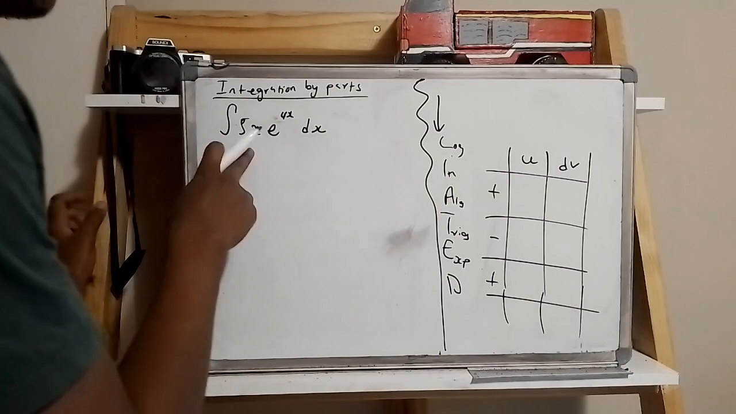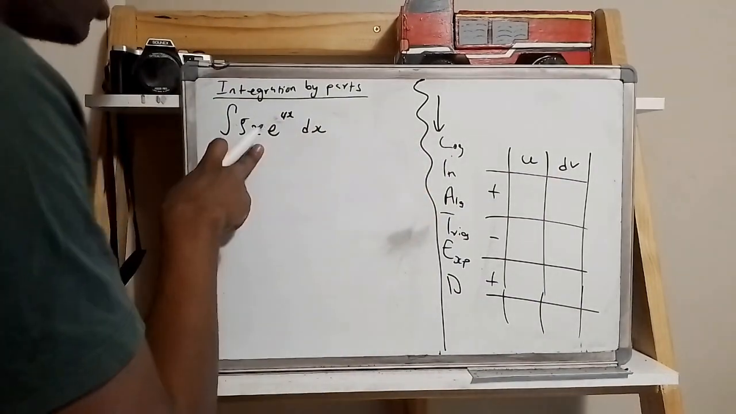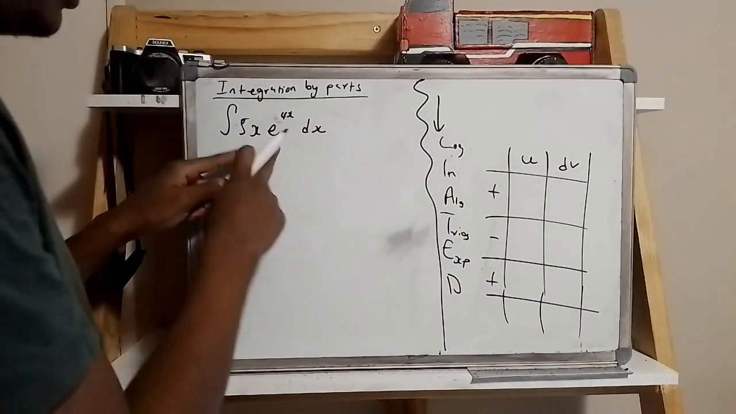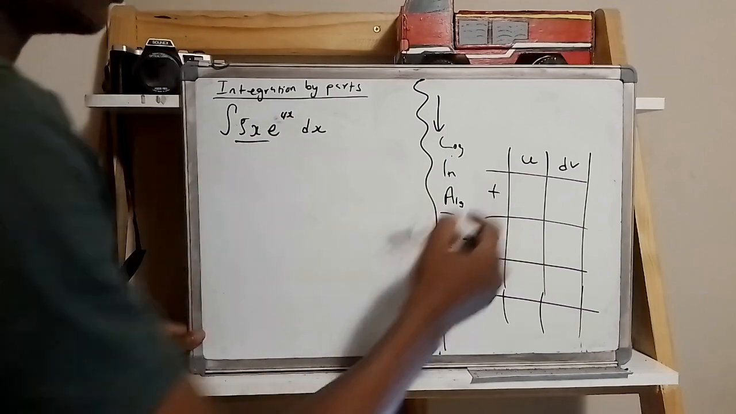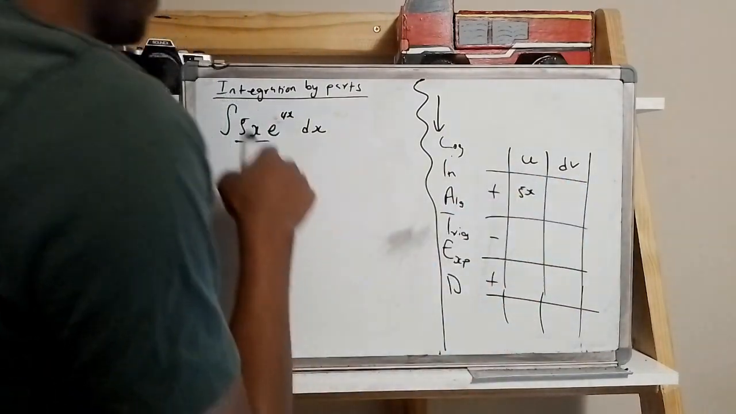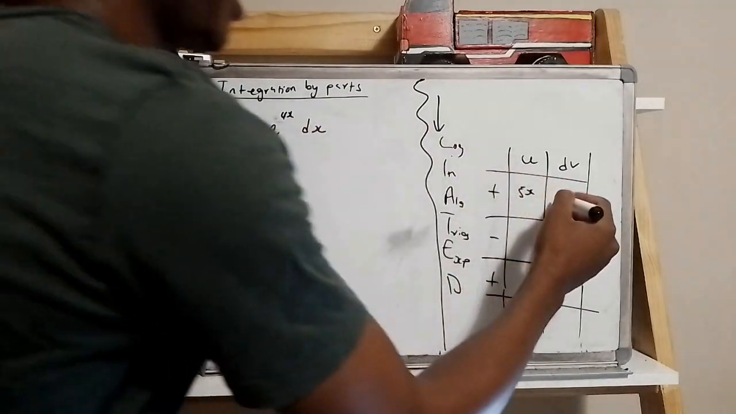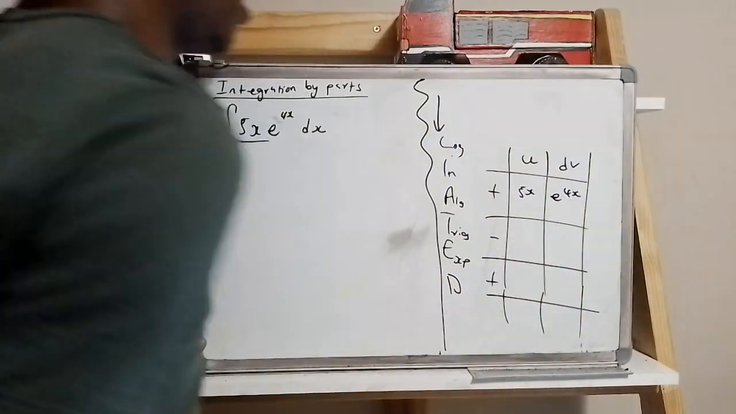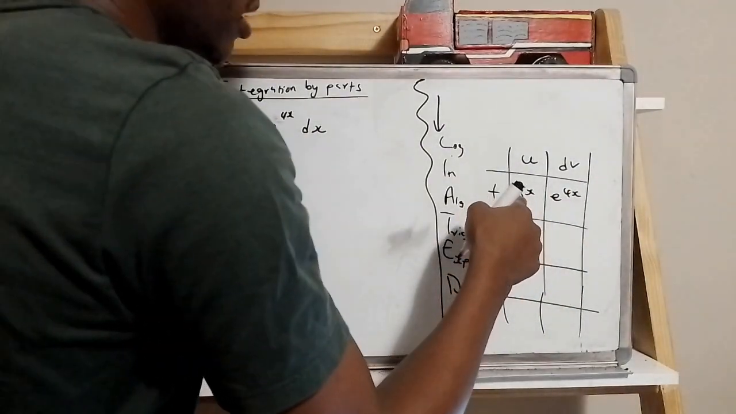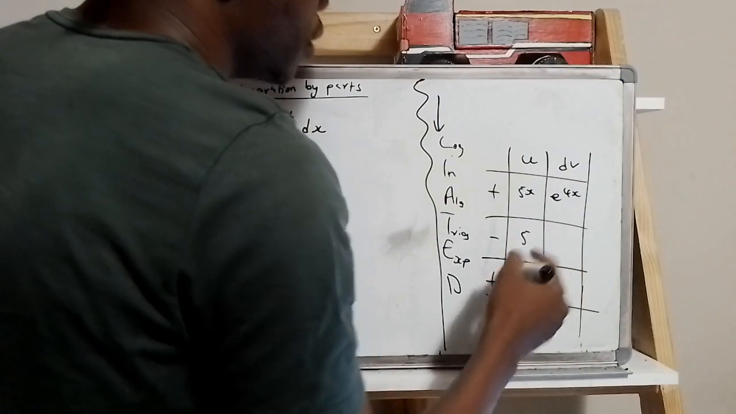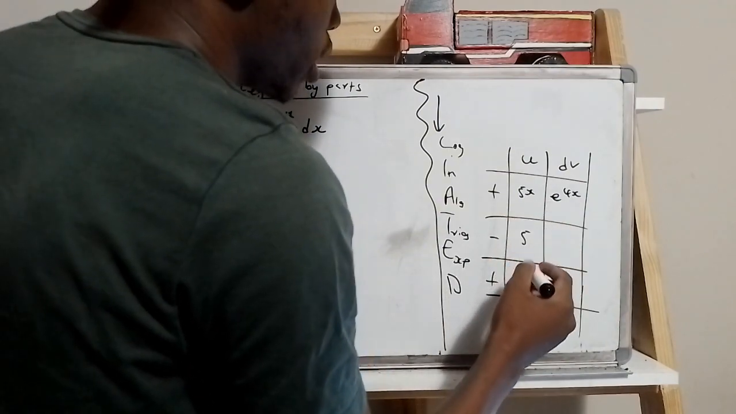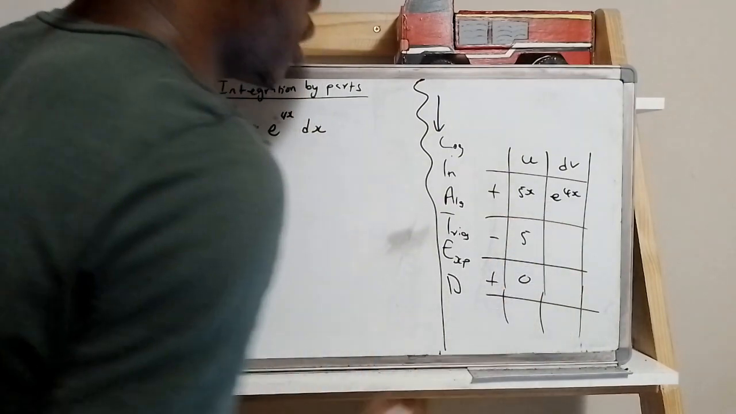Then what comes first? I have log. There's no log here. Lim, not there. Algebra, 5x. Then I can put 5x there. Then e to the power 4x there. Differentiate this, I'm going to get 5. Differentiate it again, I'm going to get 0.